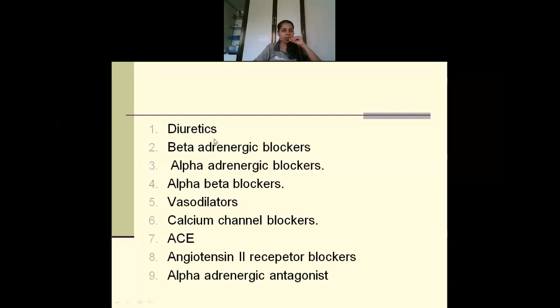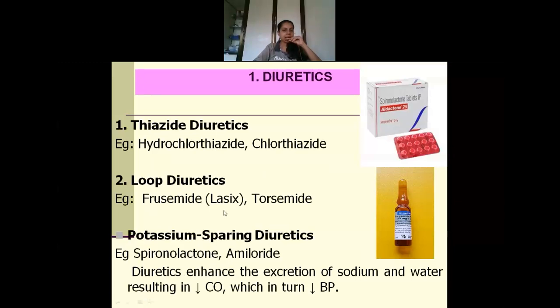Okay, so we have got diuretics, beta adrenergic blockers, we call it as beta blockers. Next is alpha blockers, also called as alpha adrenergic blockers. Next is alpha beta blockers. Next, vasodilators, calcium channel blockers, and then we have got ACE inhibitors. Please note down here, the word inhibitors is missing. Okay, ACE inhibitors, angiotensin 2 receptor blockers, alpha adrenergic antagonist. Okay, so all these are important. Very easy also. So first we will study regarding diuretics.